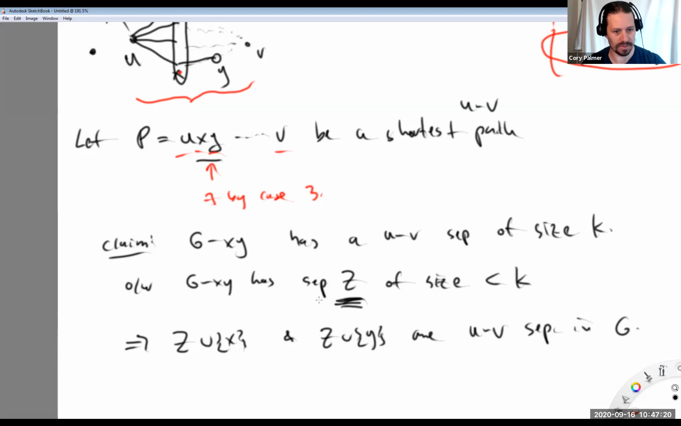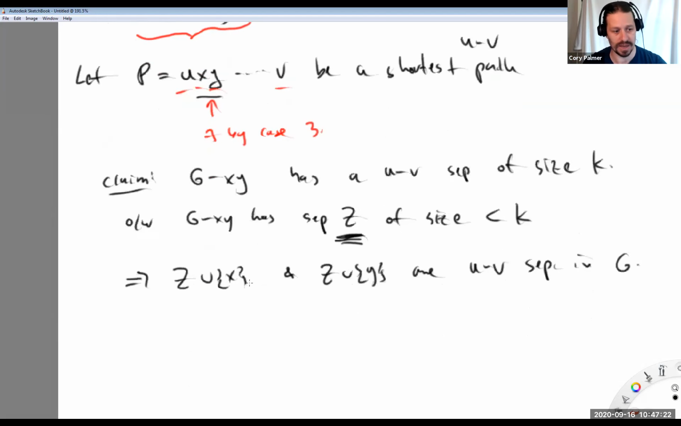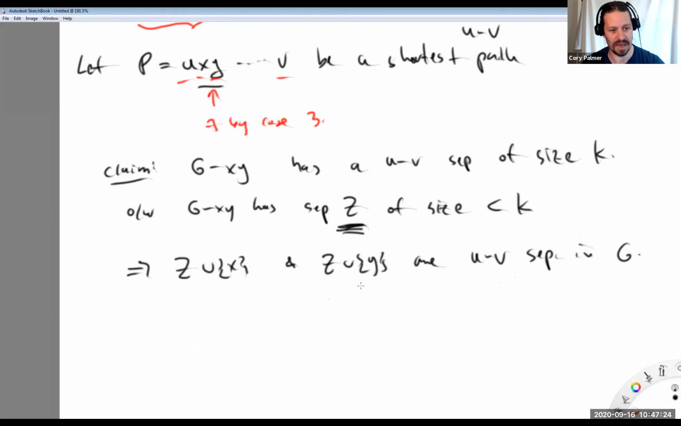Okay, so these would give UV separators. Now that's not a contradiction yet, because this could be of size k and this could be of size k, and all it says is that these are just different separators of G. So this does establish that the separator Z is of size greater than or equal to k minus 1, for instance, but I don't care about that. Okay.